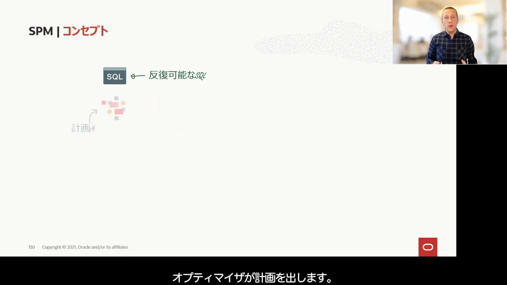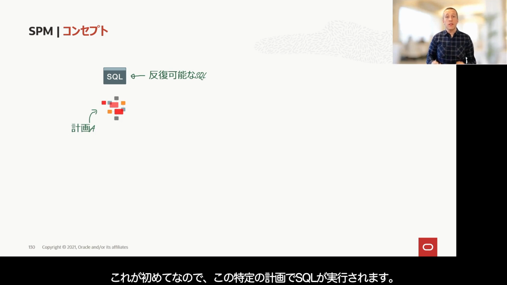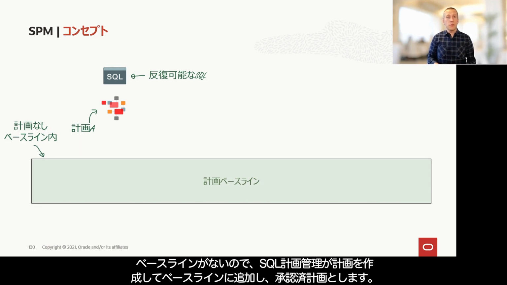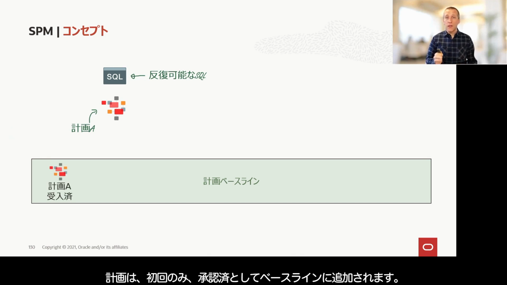The optimizer comes up with a plan. We call it Plan A. Because this is the first time that this specific SQL is executed, there is no baseline. So SQL plan management creates one and it adds the plan to the baseline as an accepted plan. Plans are only added to the baseline as accepted when they are the first one.